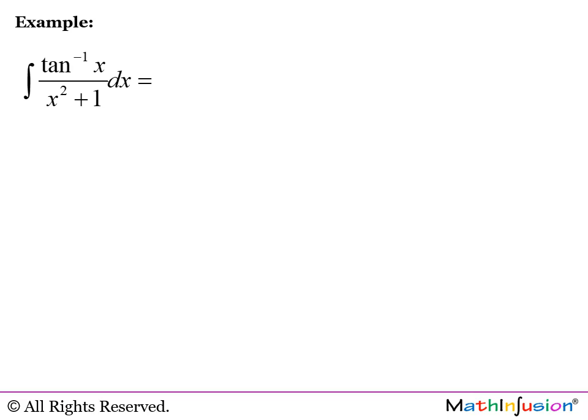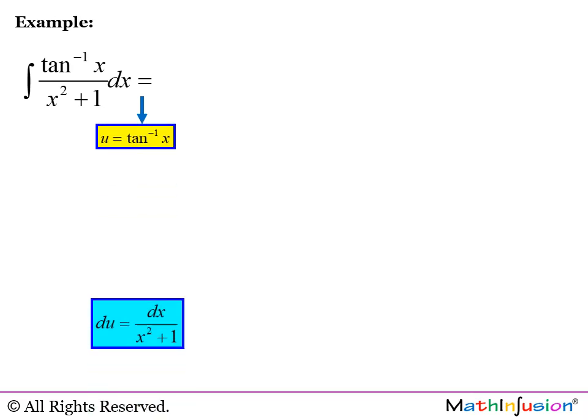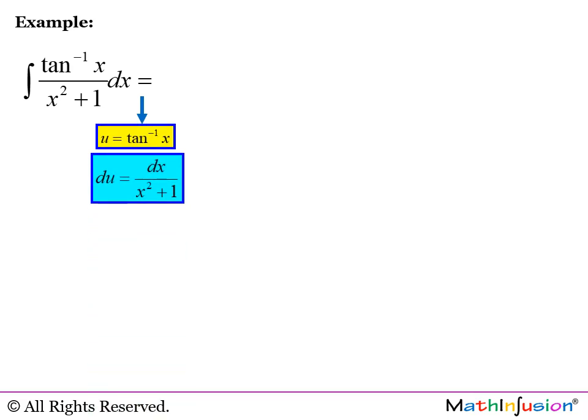You have to notice that tangent to the power of -1 x is the arctangent function, which is the inverse function of the tangent. You really need to have some experience to know that the derivative of the arctangent of x is 1 over 1 plus x to the power of 2, and that's why the u in this case is tangent to the power of -1 x, and the du is dx over 1 plus x to the power of 2.